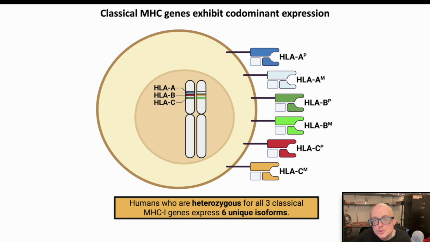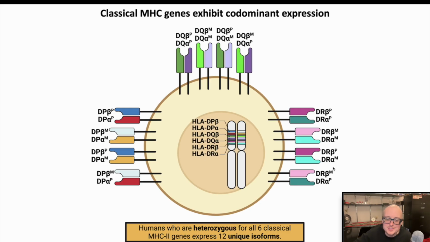And the same thing essentially is true for MHC class 2, although it's slightly more complicated, as you can see here. The main difference is that MHC class 2 requires dimerization of alpha and beta chains, as we've said. And those alpha and beta chains are each encoded by their own gene. And across the three isoforms, DP, DQ, and DR, that means that there are 6 classical MHC class 2 genes. And we express, again, 2 alleles for each. So there's up to 12 unique alleles associated with MHC class 2.